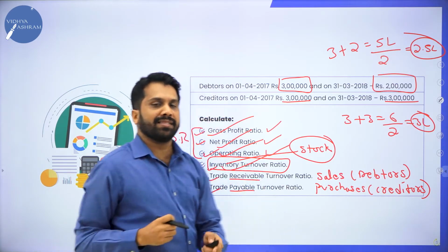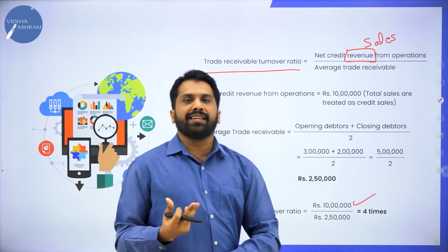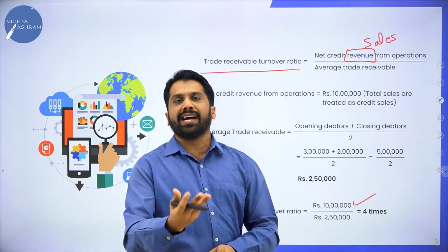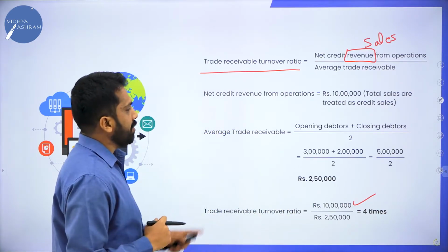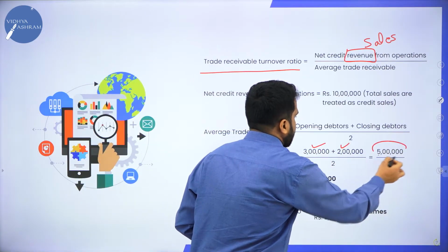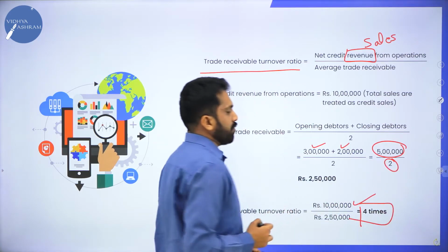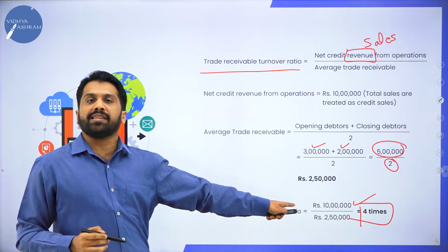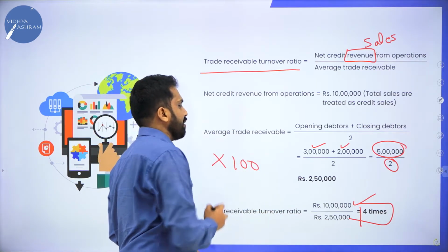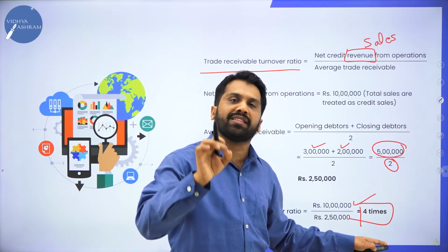We'll go to the answer. So in this, no need of any explanation. Why? Because you already learned how to find out average receivable. Now, your average receivable opening is 3, closing is 2. Total 5 lakh divided by 2. Your final answer is 4 times. Why is it not in percentage? Because we have not multiplied by 100. These are called turnover ratios. Turnover ratio always comes with time.